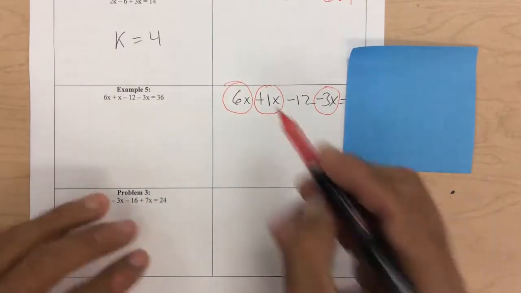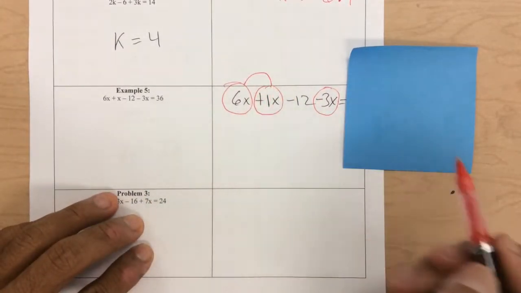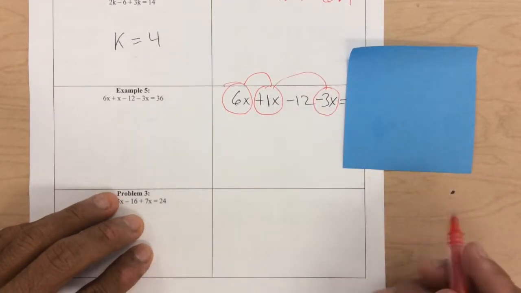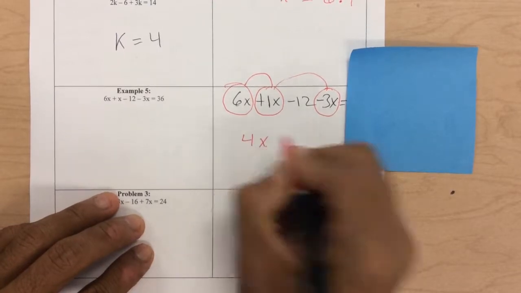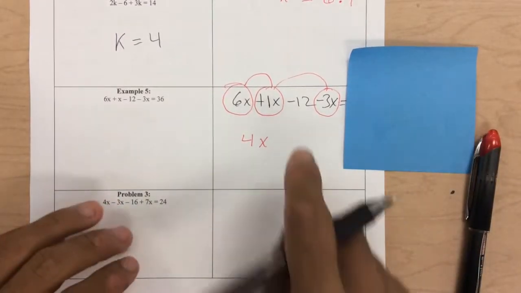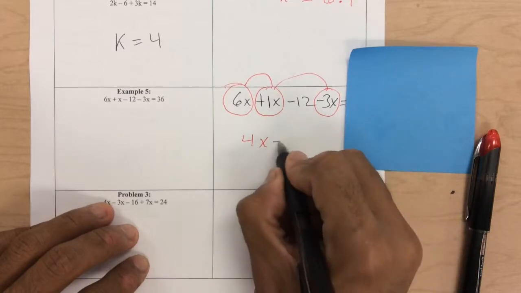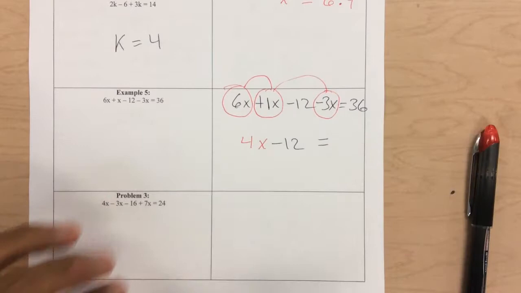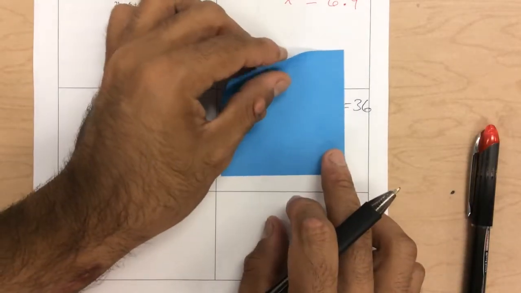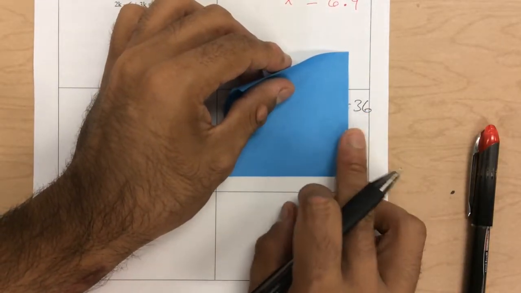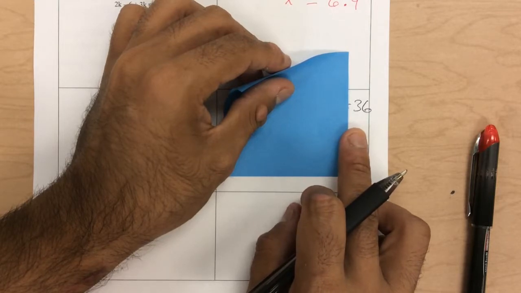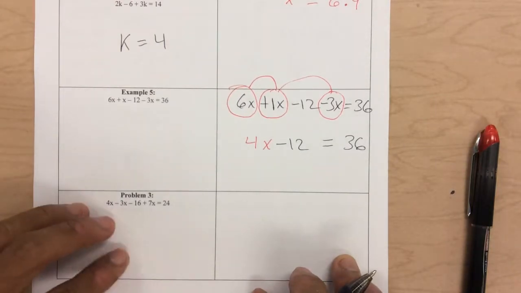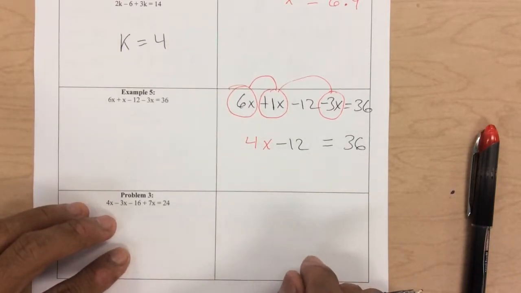So let's combine our like terms. 6x plus 1x is 7x. Minus 3x gives me 4x. Now, can I do anything with the minus 12? Nope, so bring it down. Go ahead and also bring down your equals. Now, step 2, look at the right side. Can you do anything with that 36? Nope, so I'm just going to bring it down. So here's my current problem. 4x minus 12 equals 36.